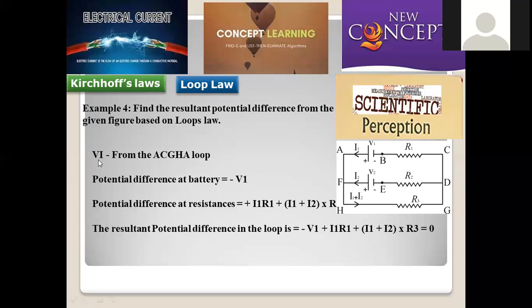So this is the condition number 6 in example number 4. By this, how many loops are framed? A total of 6 loops are possible for the circuit. Let us see how it is possible.